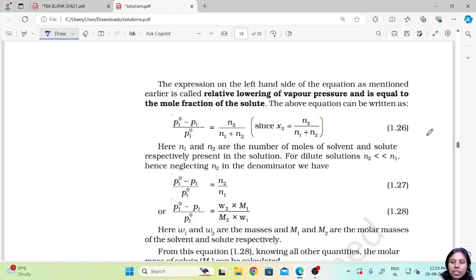For dilute solutions, N1 is much greater than N2, so we can basically neglect the N2 in the denominator. Only N2 upon N1 will be left. So (P01 minus P1) upon P01 will be equal to N2 upon N1.